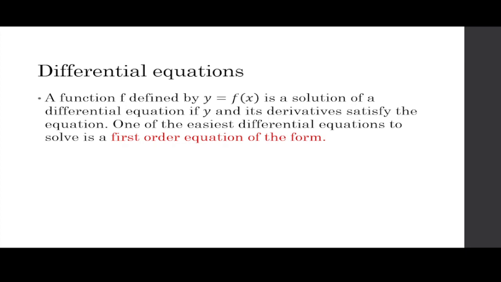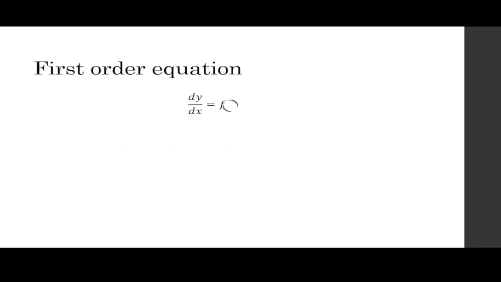One of the easiest differential equations to solve is the first order equation having the form dy over dx equals f of x. That can be solved easily. You can write dy and cross multiply, so we can write dy equals f of x times dx. Later on, we're gonna find an antiderivative for this, and it will be a part of our solution. So it will not be difficult if we know the value of f of x.